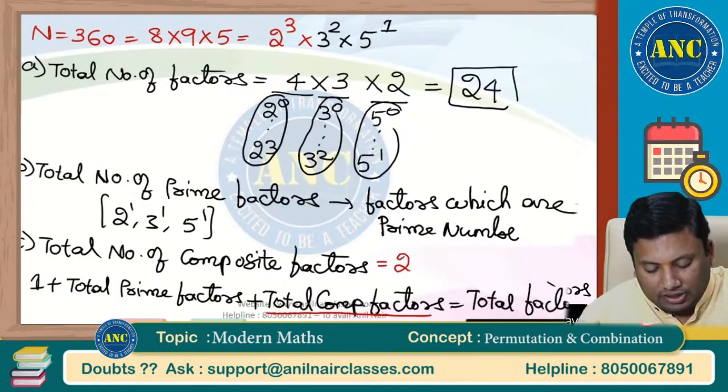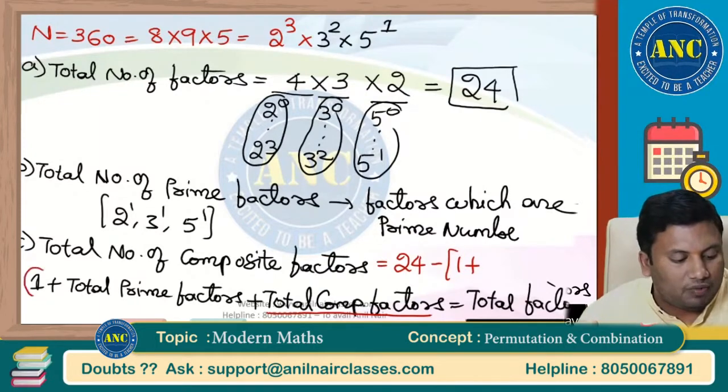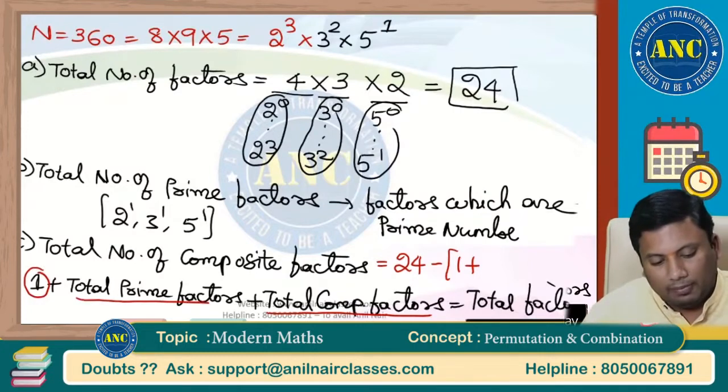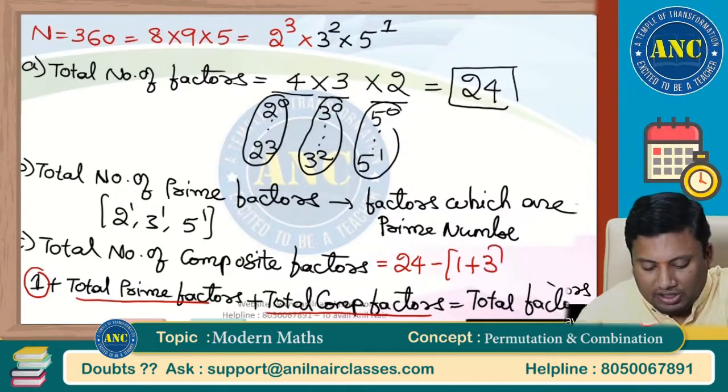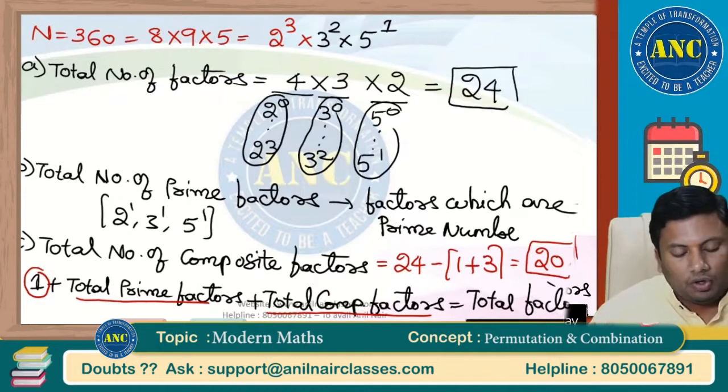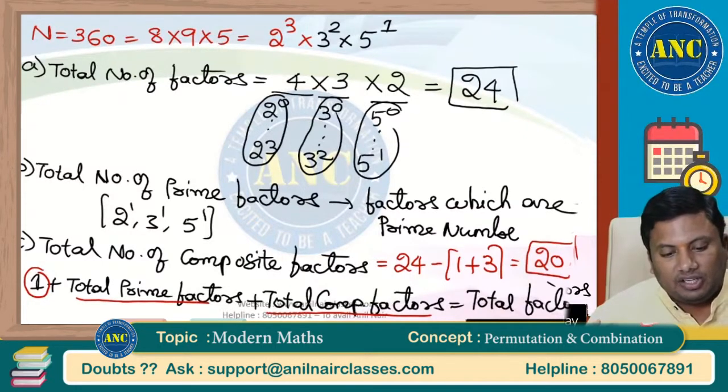Total factors is 24, minus 1 (we have taken 1 as neither prime nor composite) plus total number of prime factors, which is 3. So 24 minus 4. The answer is total number of composite factors is 20.